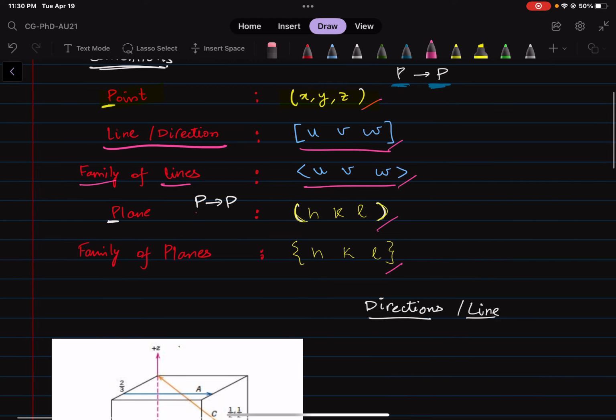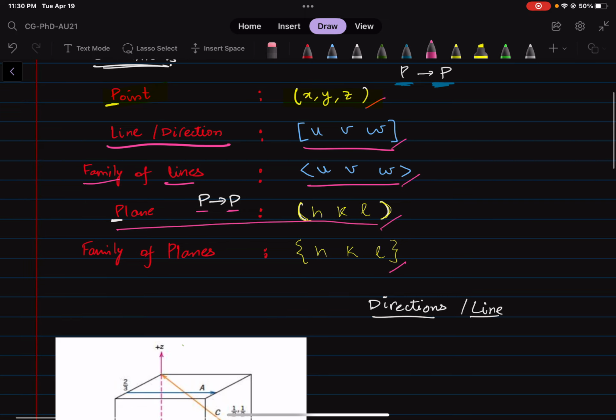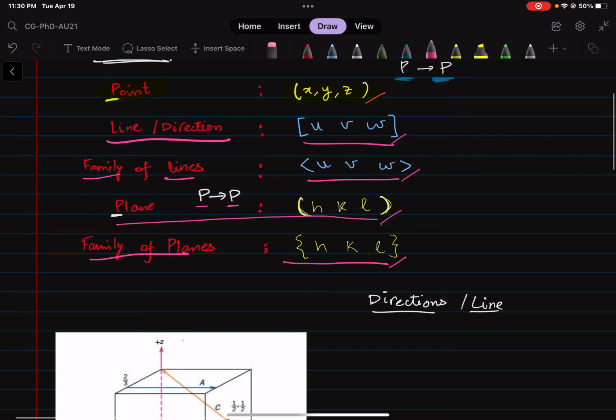For a plane, again, P for plane, P for parentheses, you have parentheses HKL without any commas. For a family of planes, you have mustache brackets or curly brackets HKL.